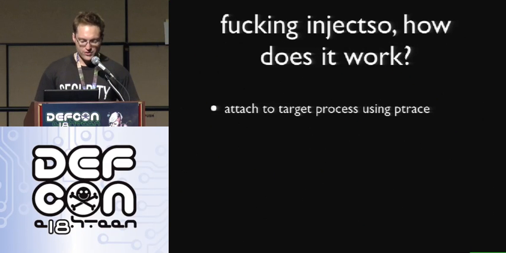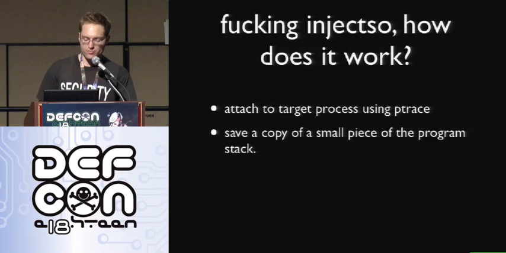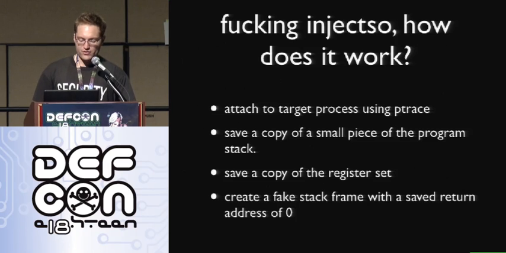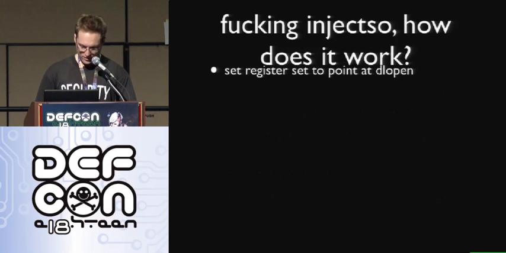So the way InjectSO works is it just attaches to a target process using ptrace. It saves a copy of a small piece of the program stack, saves a copy of the register set, and then it creates a fake stack frame with a saved return address of 0. You then set the register set to point to dlopen.